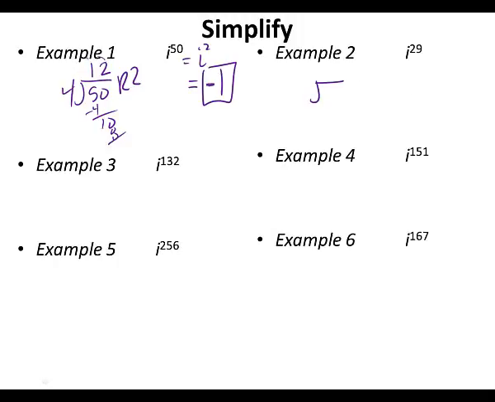Okay. All right, let's try 29. Do I care about this answer here? No. I only care about that remainder answer. So I'm dividing 29 by 4. How many times does 4 go into 29?